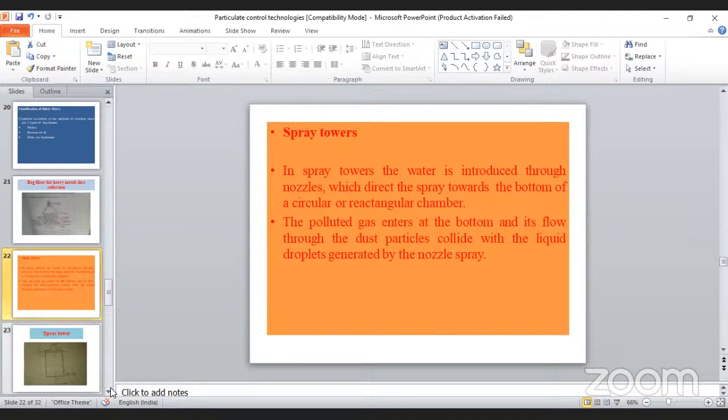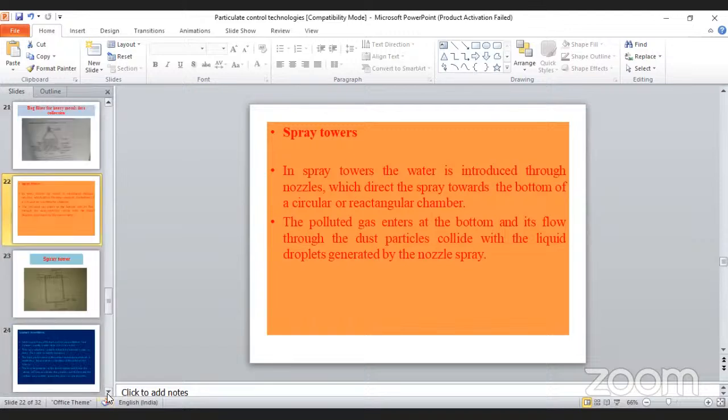Then because of the interaction between these two particles, the particle density will be increased. Then the particles will be settled down at the bottom. The liquid droplets capture the dust particles, which impinge on the water eliminator and are removed from the gas stream, and the clean gas is exhausted from the top.